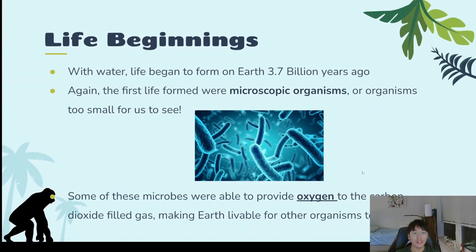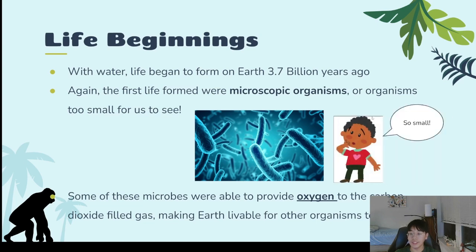So with water, life began to form on Earth again like 3.7 billion years ago. I talked about this last time briefly, and we talked about microscopic organisms, or these microbes that are too small for us to see. These organisms are really small, but it's really important to learn because these were the first life that was on Earth. And this is also life that is living.